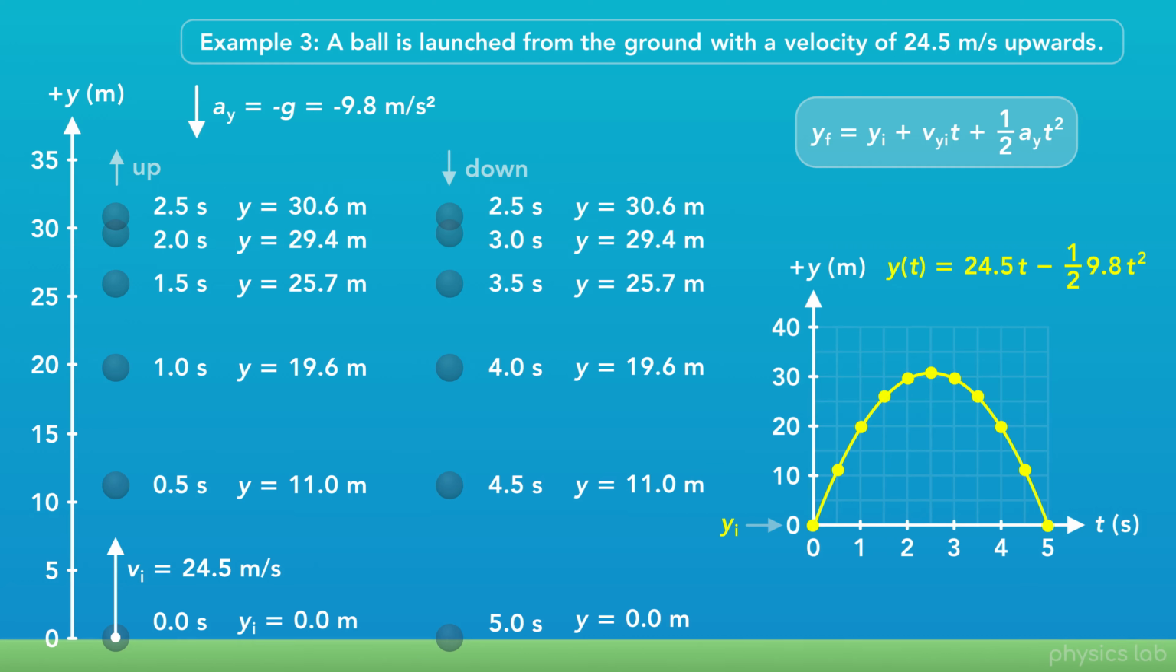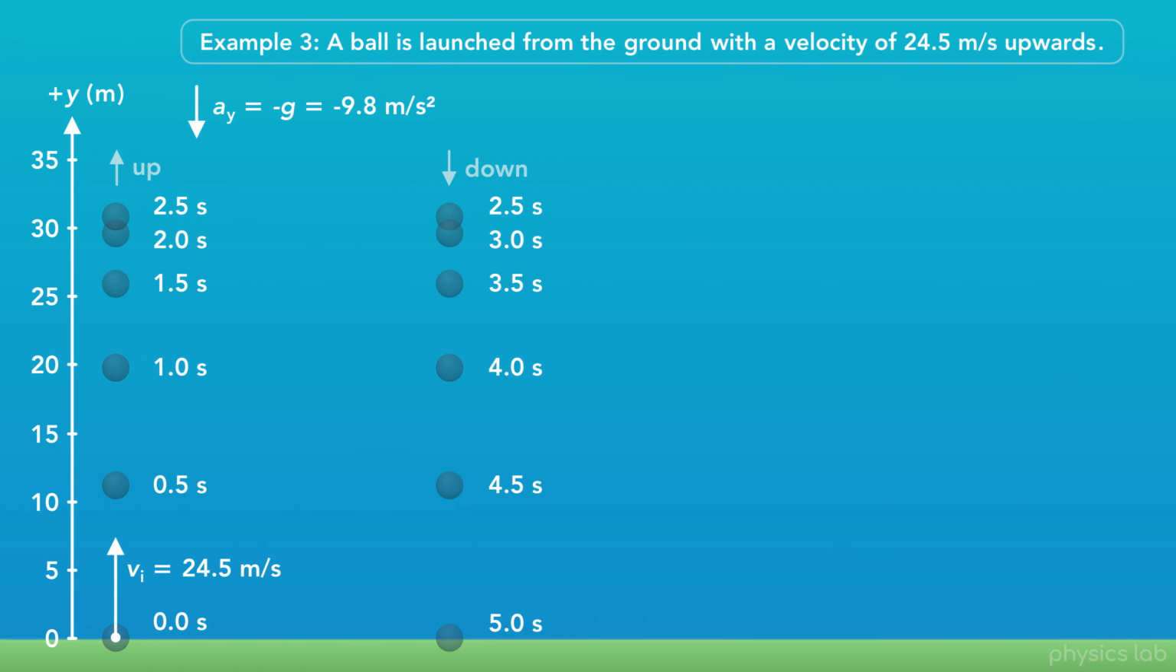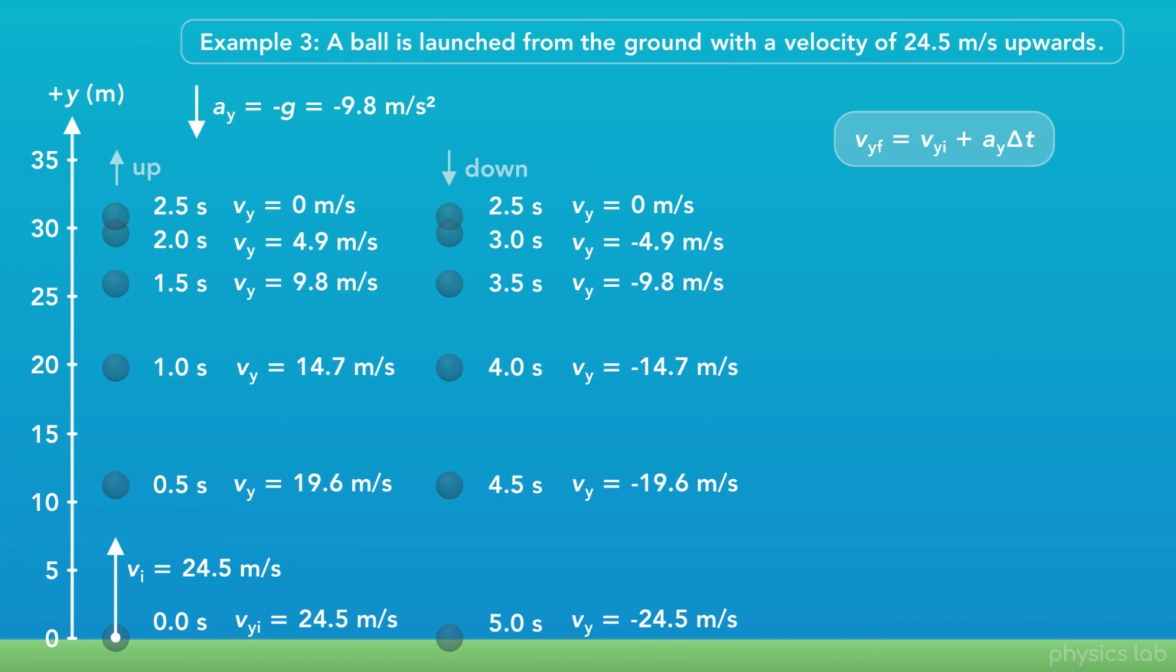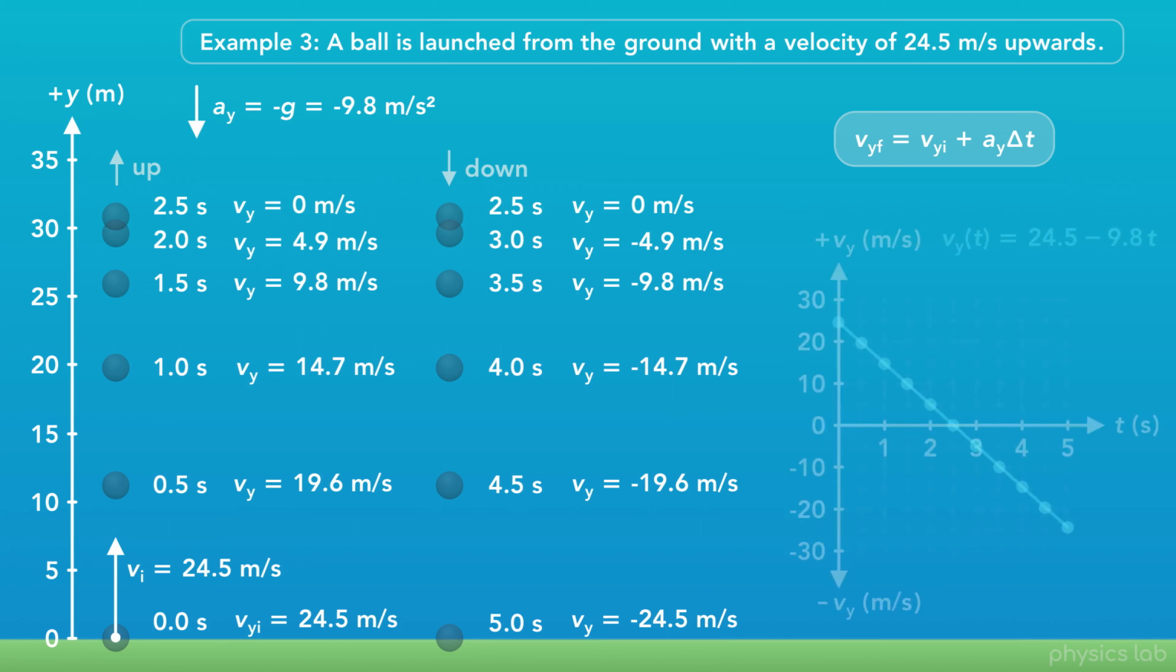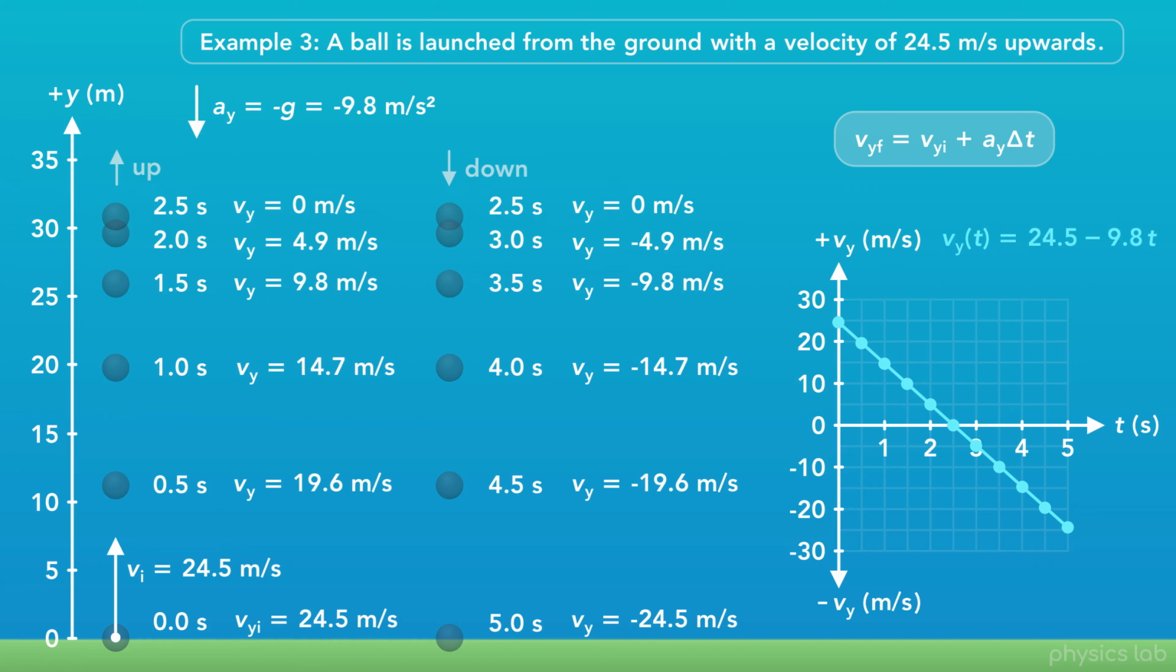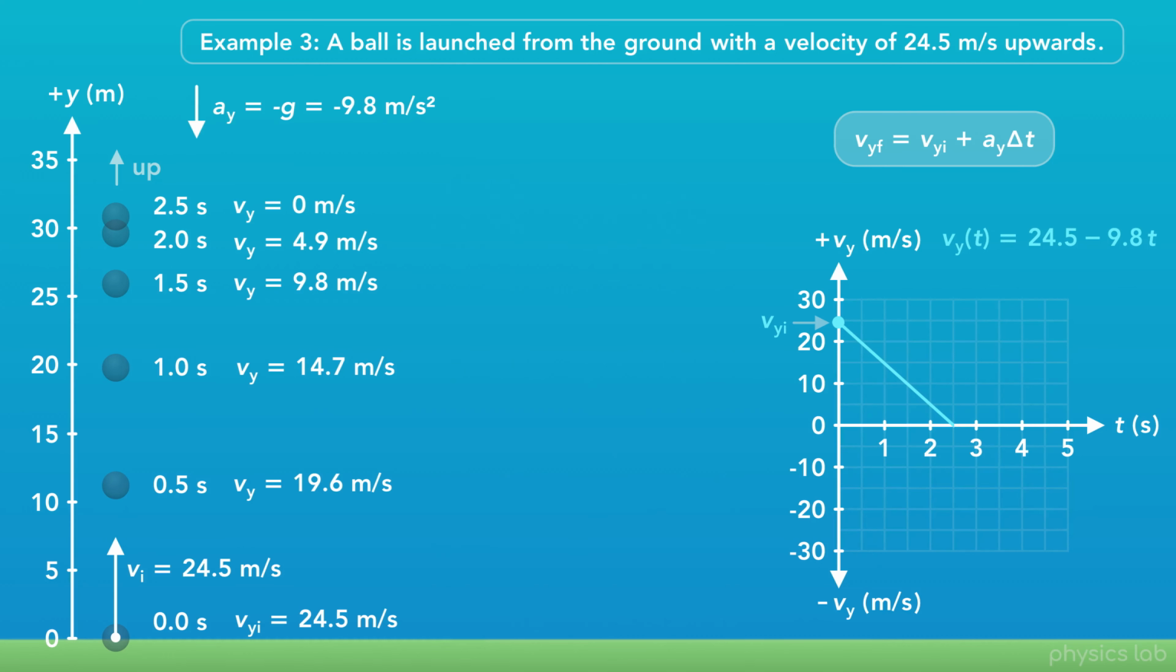So that's the position. What's happening to the velocity? We can use the same equation as before to find the velocity at each time. Then we can graph the velocity. It starts out moving 24.5 meters per second upwards, which is positive. As the ball rises, it slows down because of gravity.